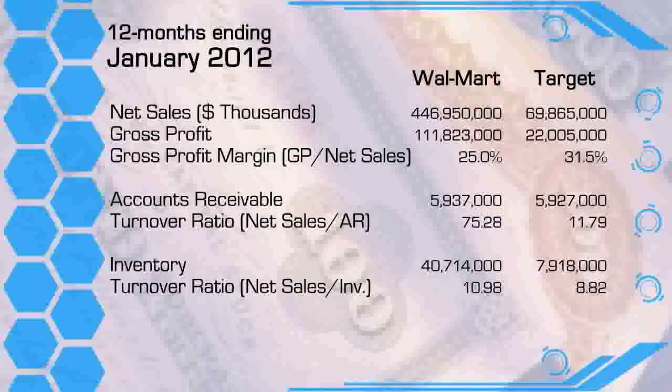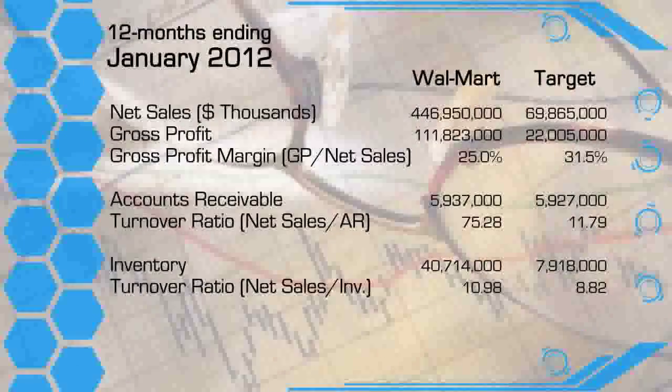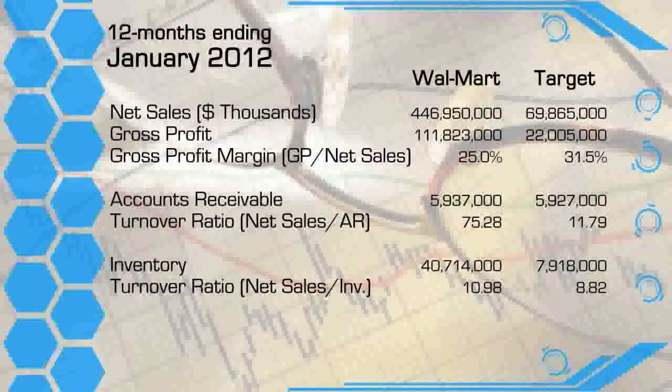Walmart's amount of inventory is much larger than Target's, reflecting its larger store and sales base. However, look at how close the inventory turnover ratios are to each other. Walmart's is actually higher, at 10.98, than Target's at 8.82. That demonstrates Walmart's proficiency at managing its purchasing, warehousing, and throughput to its stores. Walmart's legendary reputation for cash and inventory management is clearly demonstrated by these comparisons.